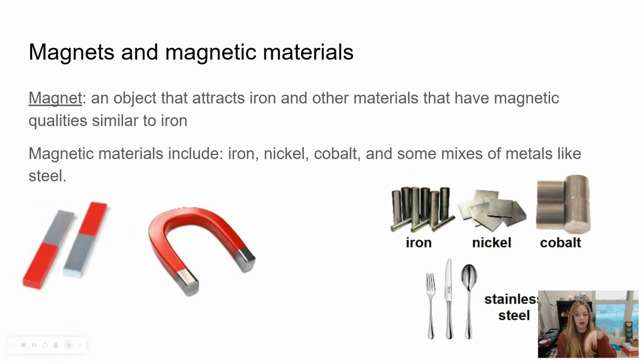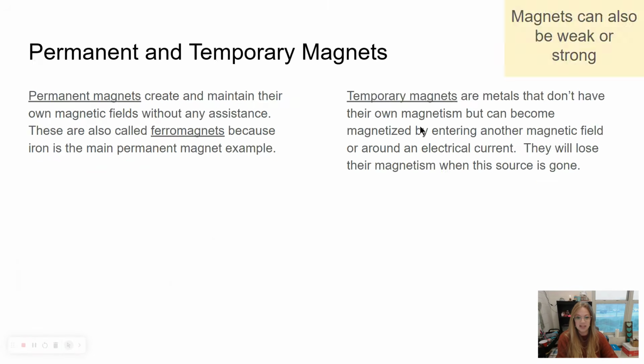You can see what all of this includes. It includes iron, nickel, cobalt, and some mixes of metals. We call those alloys. We'll get to that when we get into chemistry. And the most famous for our area is steel. That's why we're called Steel City, because we created some of that steel.